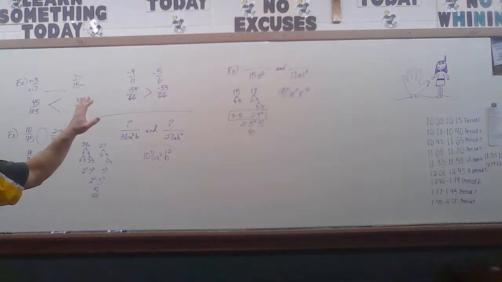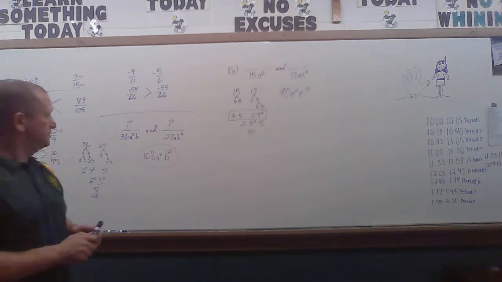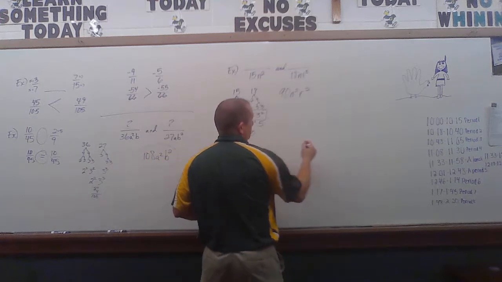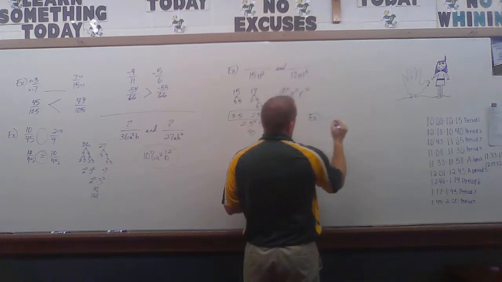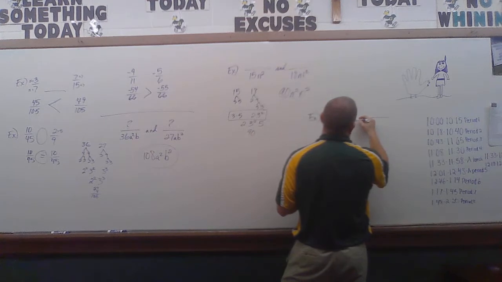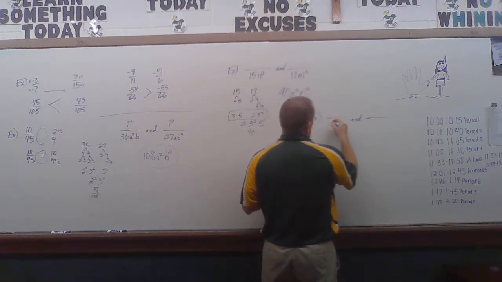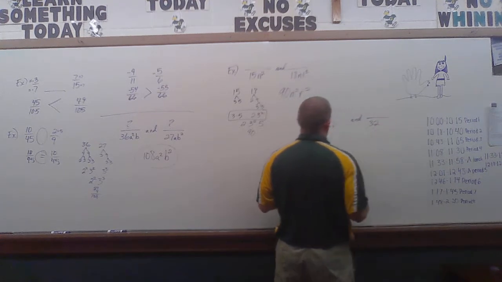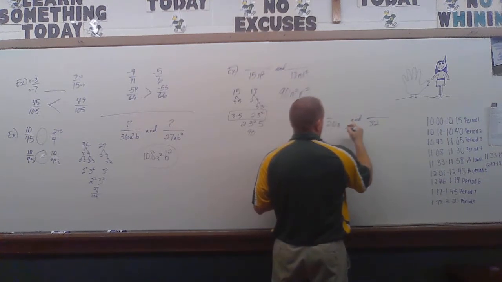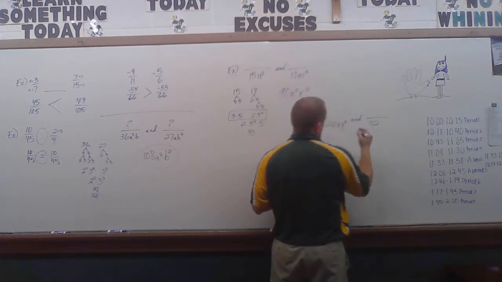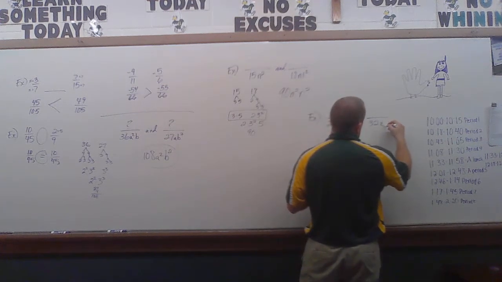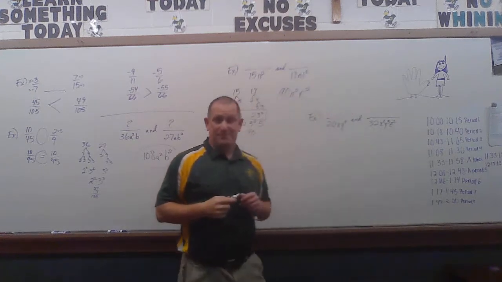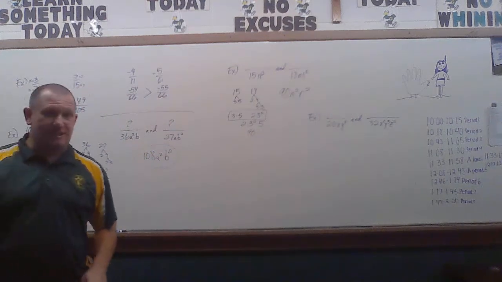Okay? We need to do another one. Yes? All right. One more. Well, we can do more. Let's do 20 and 32. And then let's do x y to the 4th, and x squared y cubed z squared. We'll make one that you have to think a little bit.